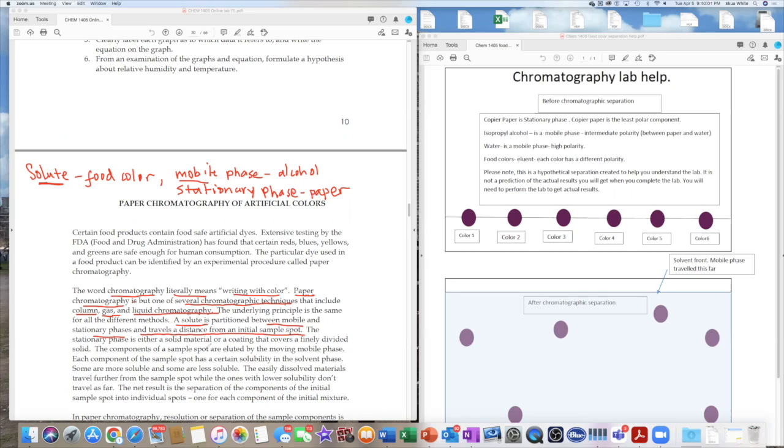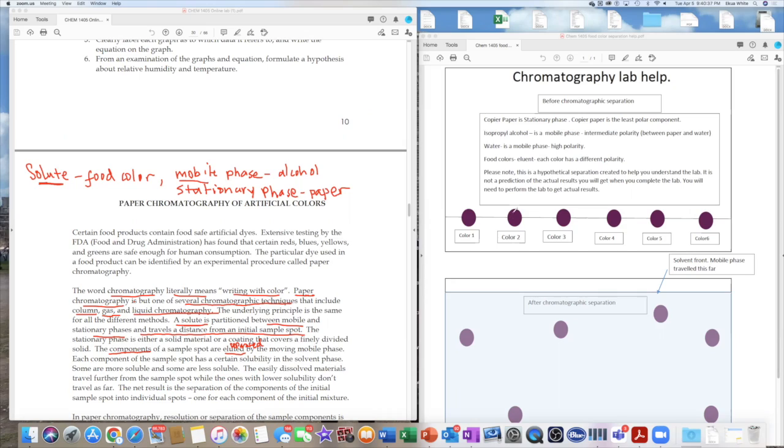The components of the sample spot are eluted by the mobile phase. So the components they're referring to here is your food coloring may be made up of more than one color. In that case, the different colors that come together to make your food coloring, that'll be the components, are separated. Eluted means separated by the moving mobile phase, okay?